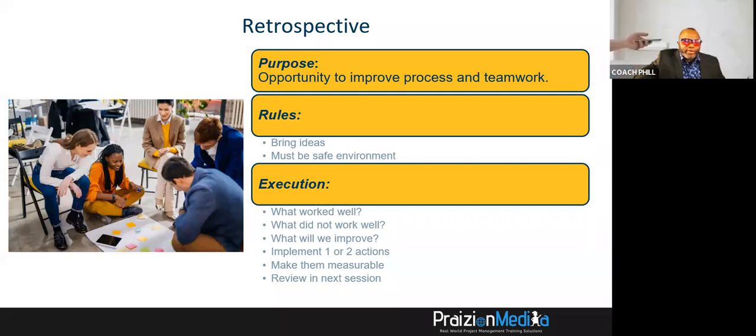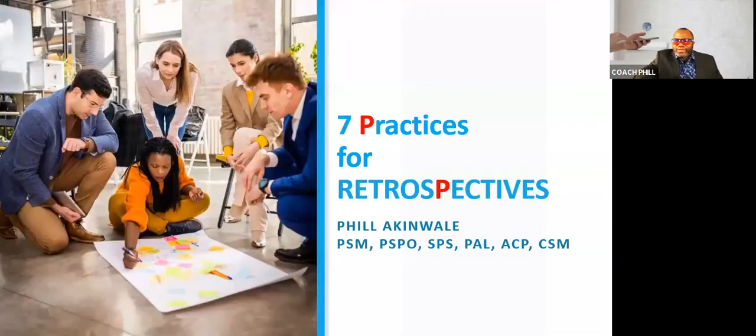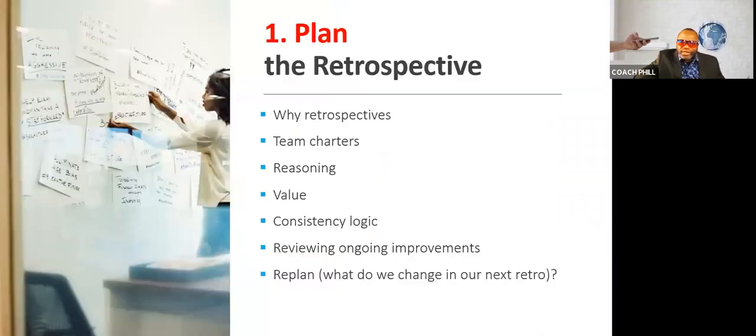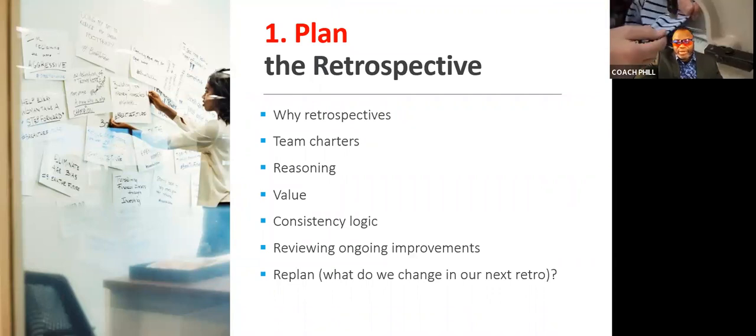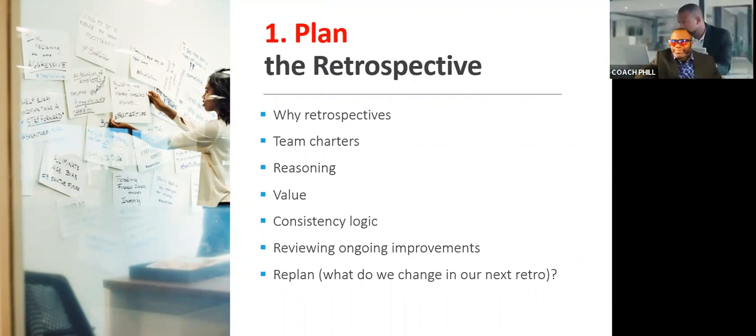Now that you've got a very robust idea of what a retrospective is, let's talk about the 7 Ps of the retrospective. The first one is plan. If you fail to plan your retrospective, it's going to be a waste of time, and that's an anti-pattern. We don't want our retrospectives to be a waste of time, so we want to plan the retrospective. We first of all want to ask the team, why even have these retrospectives? People need to be on the same page to understand that.